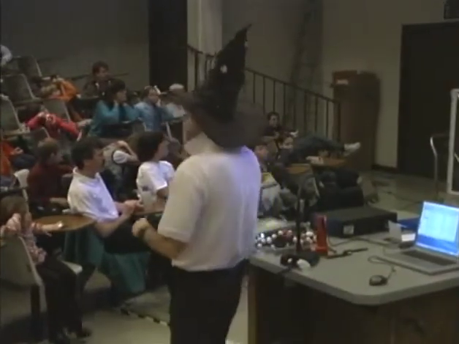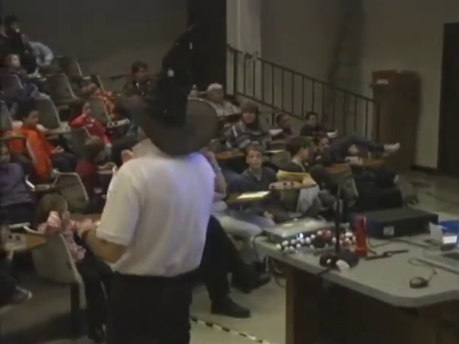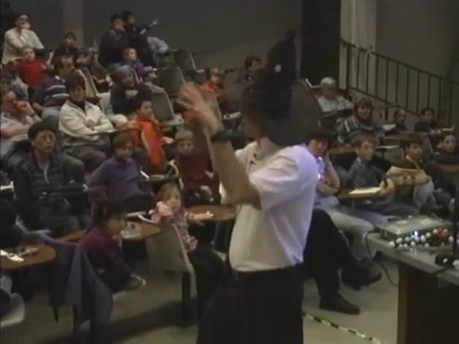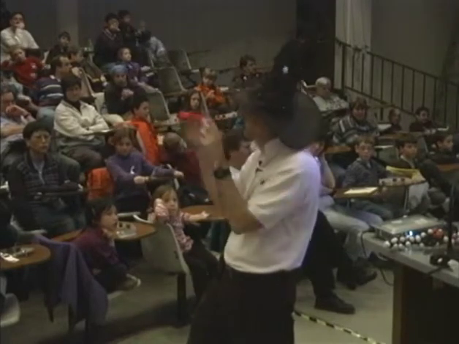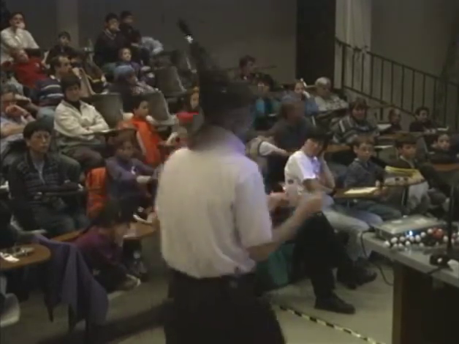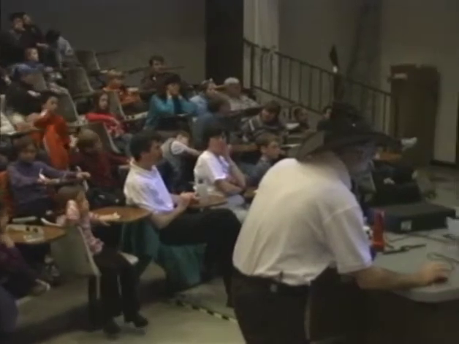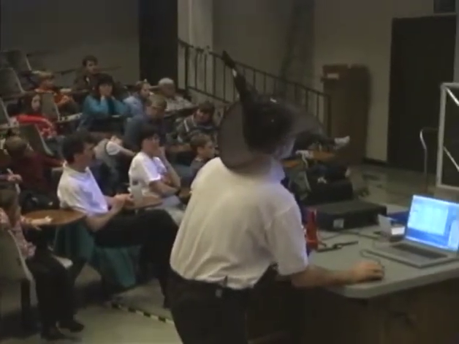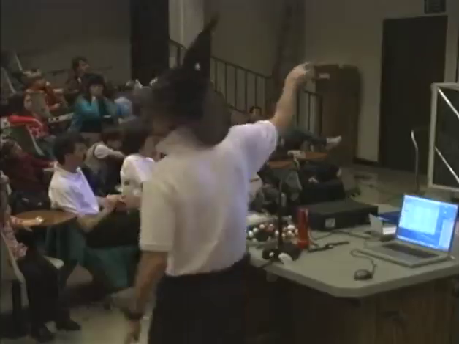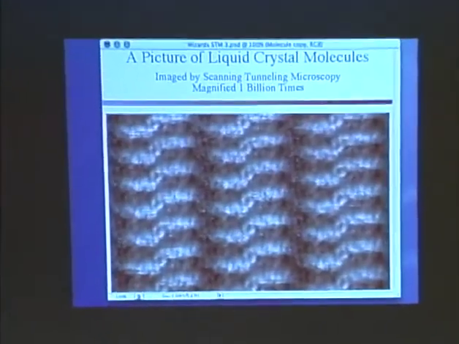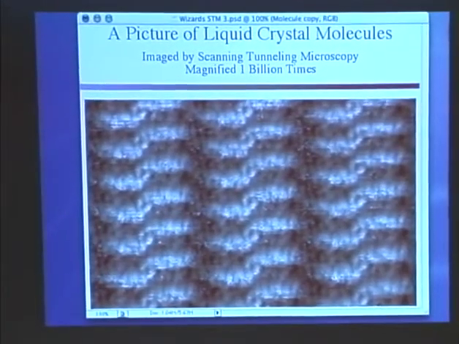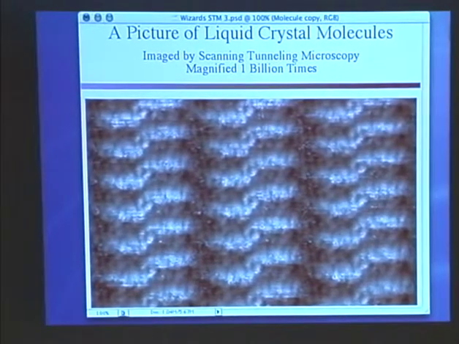Now, as I said, you can't see molecules directly. But recently, a new kind of microscope has been invented that actually allows us to get images all the way down to this 1 billion-fold magnification. So we can actually see images of molecules. They're not like seeing them directly, but they're actually images of the molecules. It's called scanning tunneling microscopy. And this is one of the best images of molecules that's ever been taken. It was done right here in this building several years ago. These are pictures of liquid crystal molecules magnified 1 billion times.